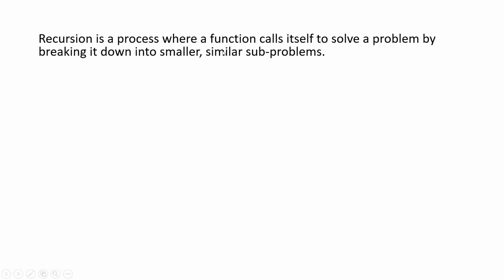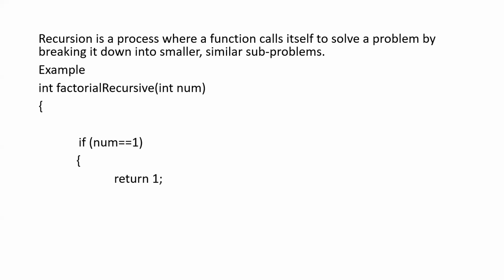Now, recursion is a process where a function calls itself to solve a problem by breaking it down into smaller, similar subproblems. We can write the factorial of a number using recursion. int factorial_recursive(int num). If num is equal to 1, return 1. Otherwise, return n times factorial(n-1). This function returns the factorial of a number using recursion.